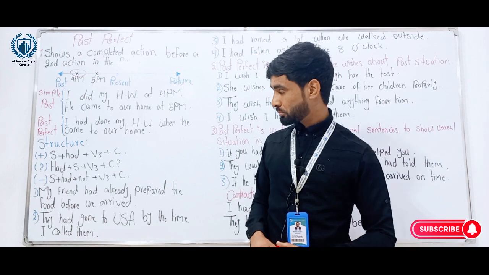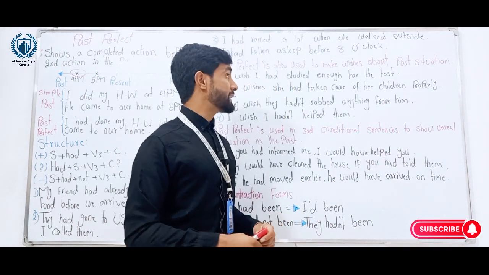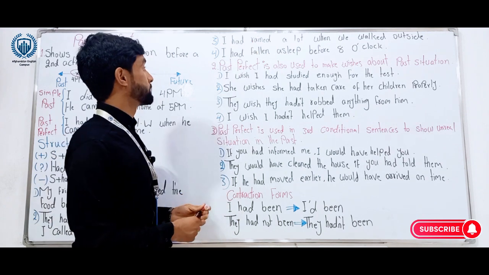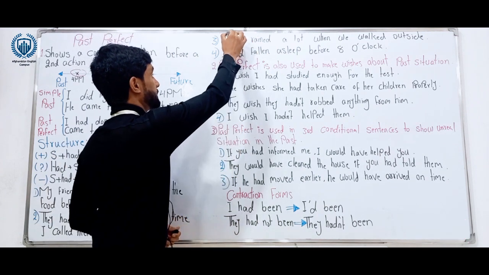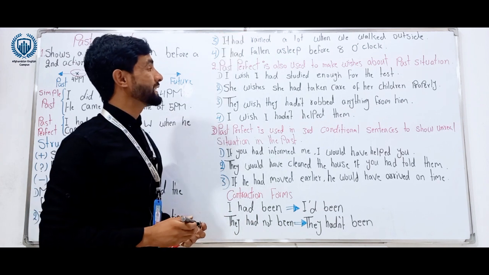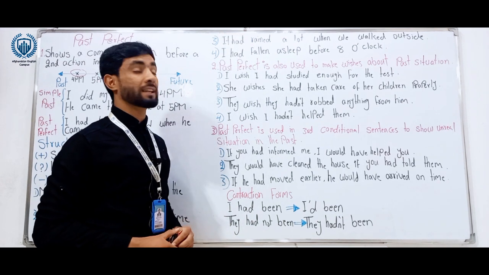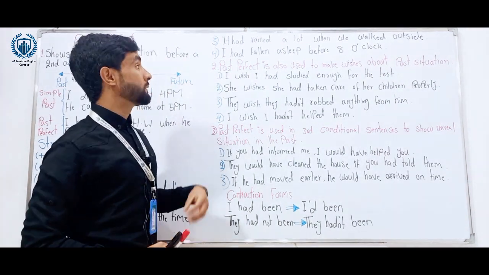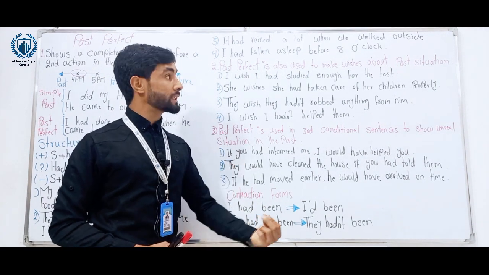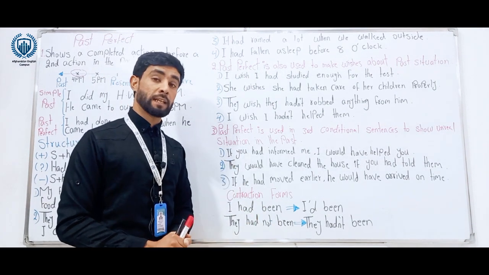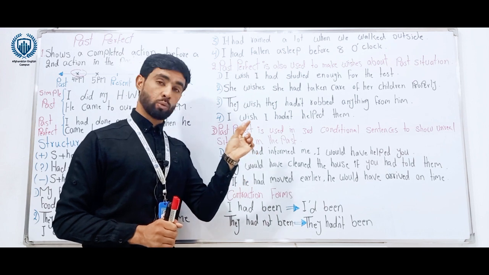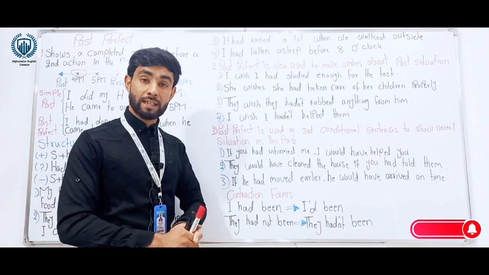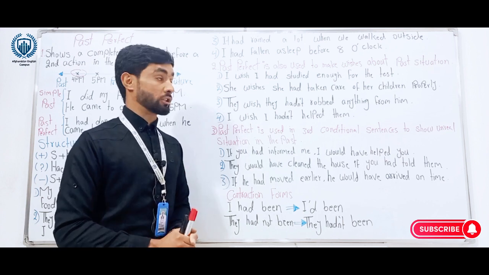Hope it's clear. Come to the next sentence. The next sentence here we have on the top, I had, it had. It's not I ate. It had rained a lot when we walked outside. So first it rained. Second, we walked outside. So the first action, the rain, was done first, then we walked outside. The first action was done before the second action.